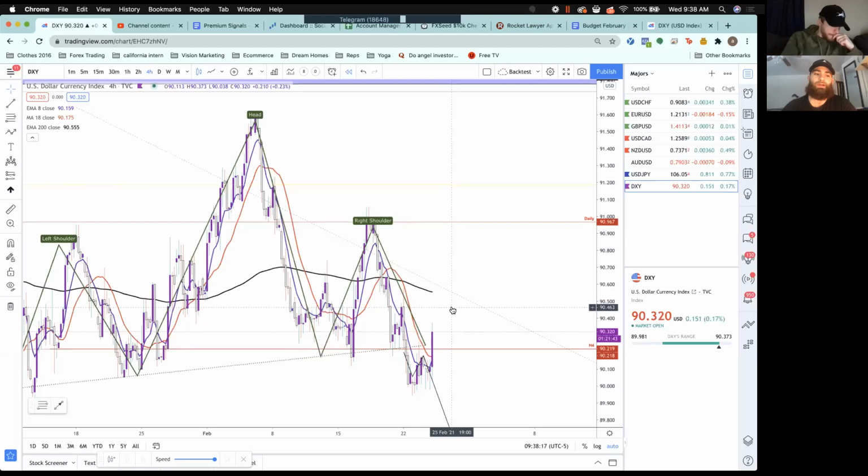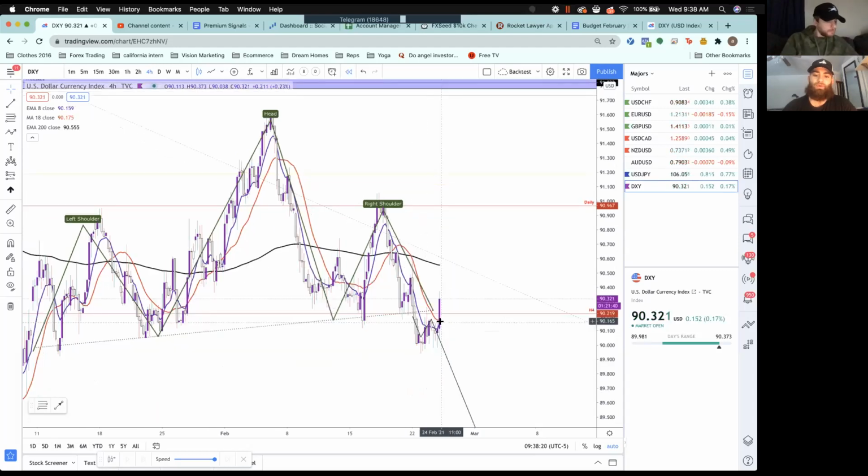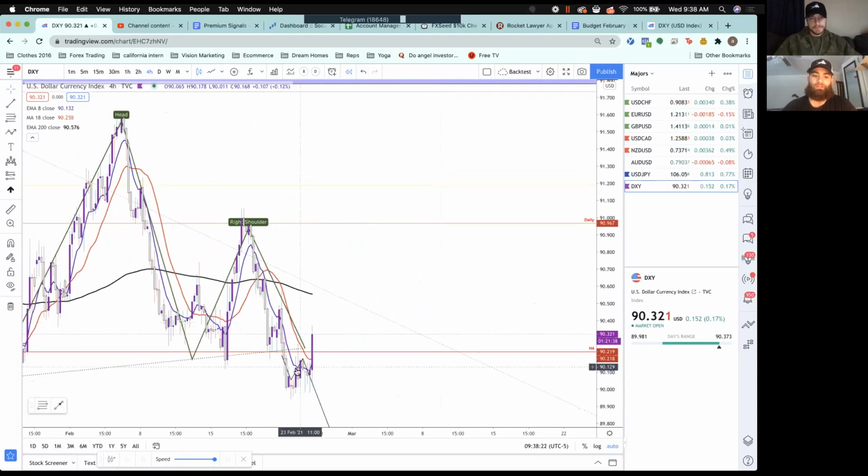So I'm going to clear some things up. As you can see, the dollar is in a pullback. Overall, guys, we still are extremely bearish with the dollar.